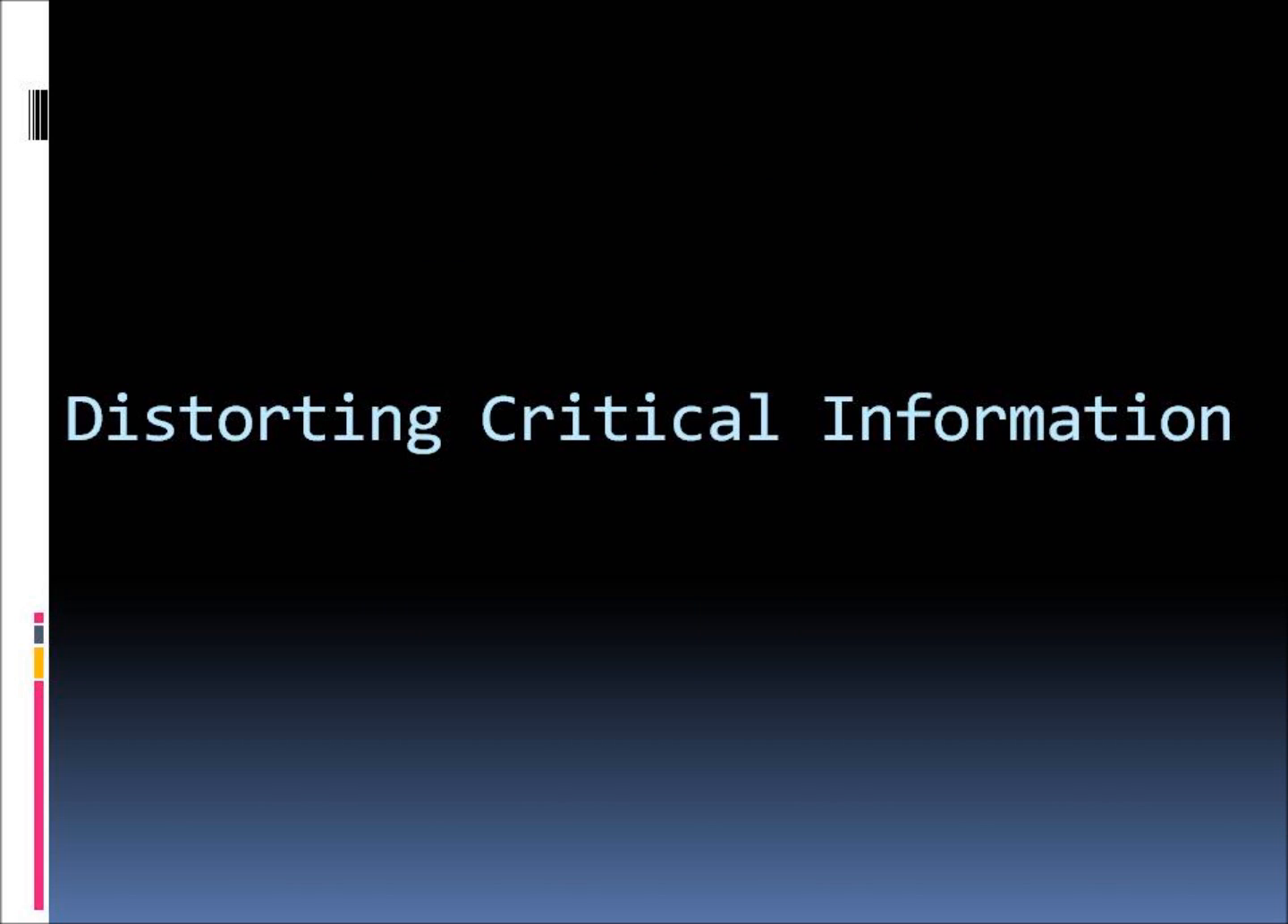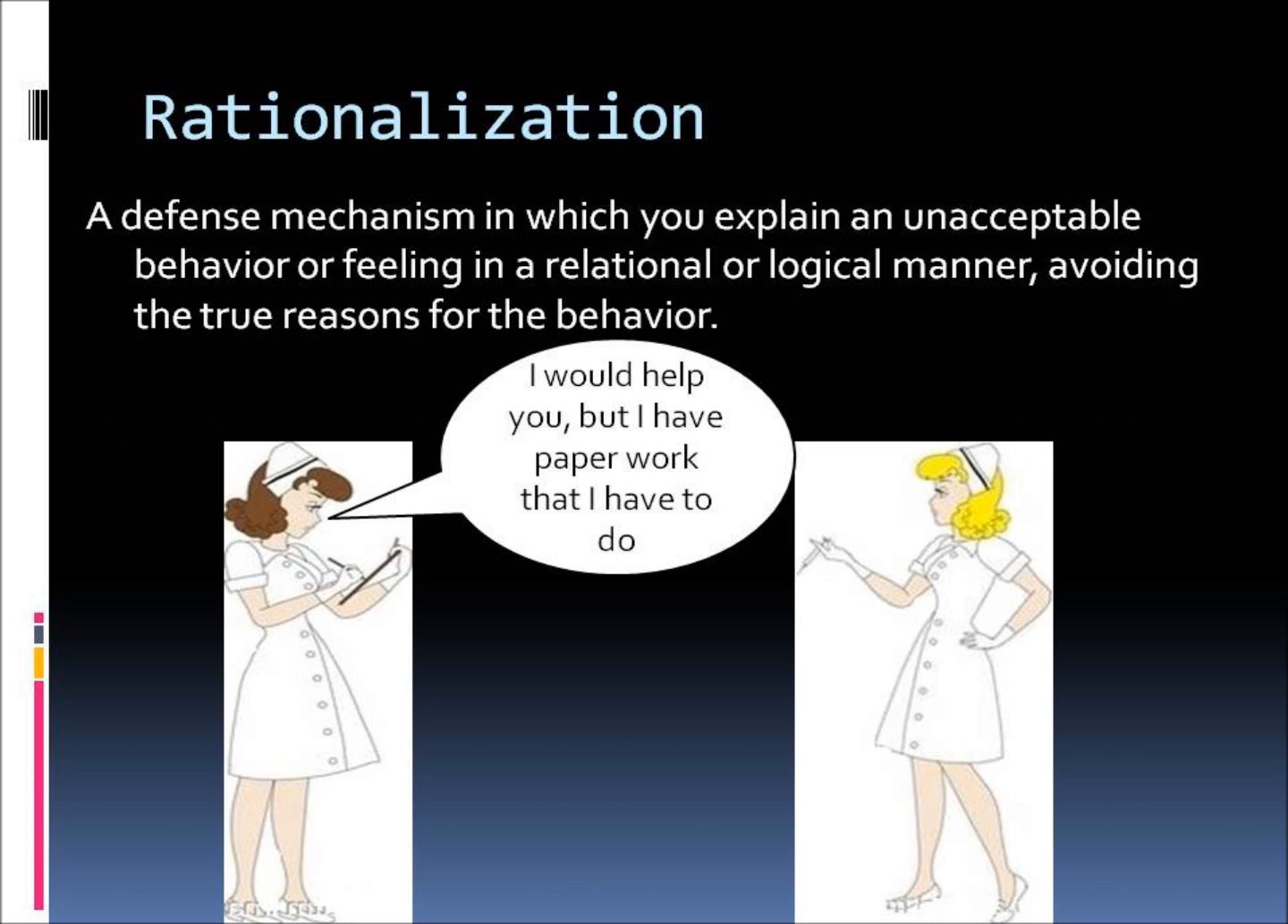Distorting critical information is another way of defending yourself. It's when you distort information in a way that leaves the presenting self intact. The first way of doing this is rationalization. This is when you explain an unacceptable behavior or feeling in a rational or logical manner, avoiding the true reasons for the behavior. For example, if we were to get a bad mark on this assignment, we would probably blame the person that marked it instead of ourselves.